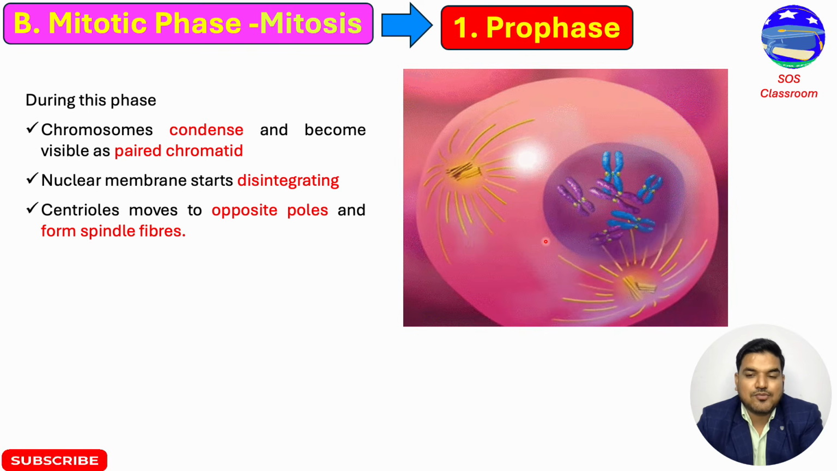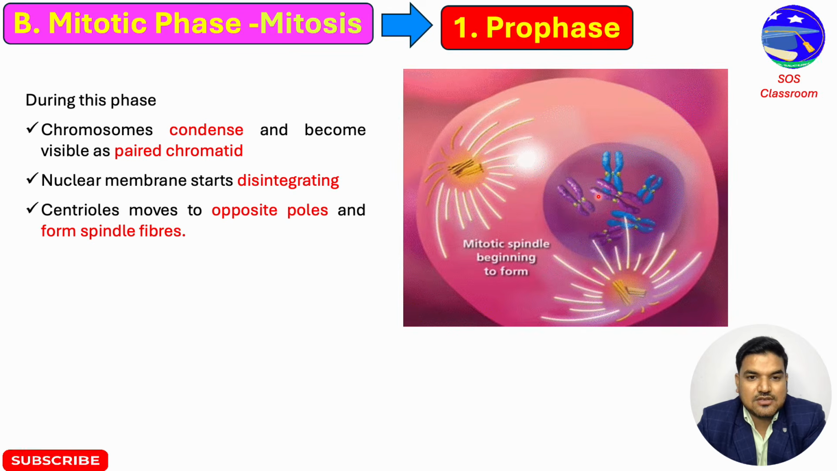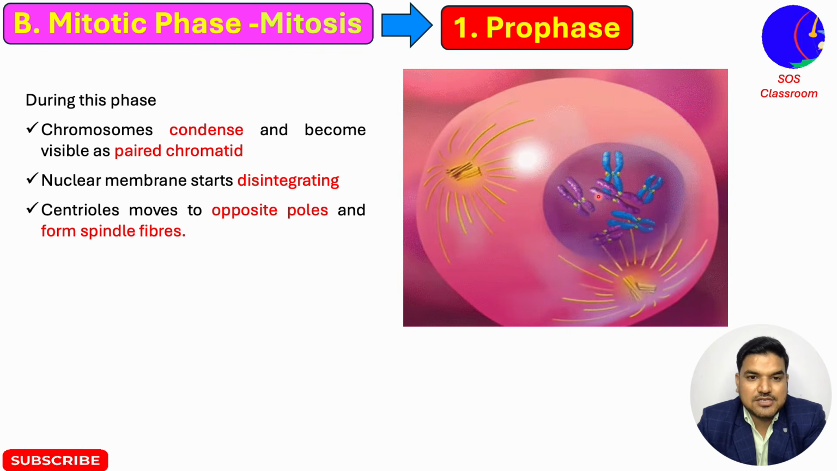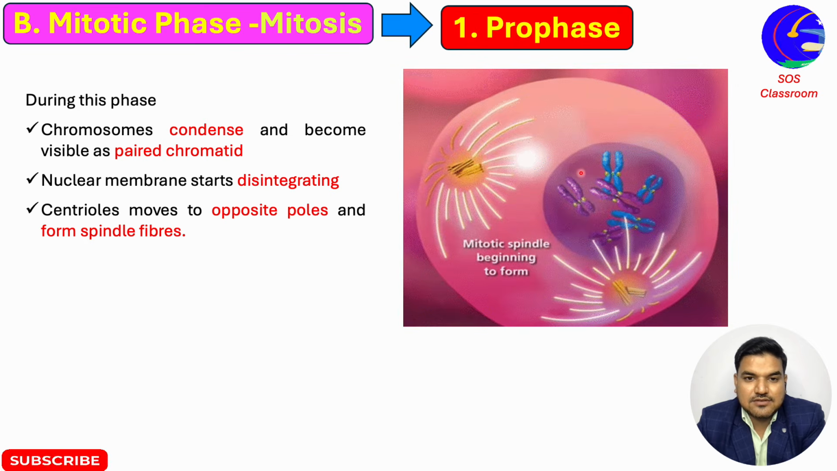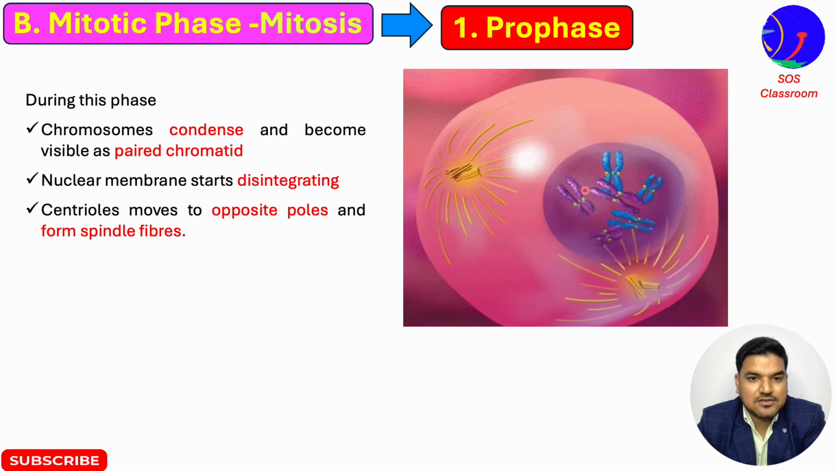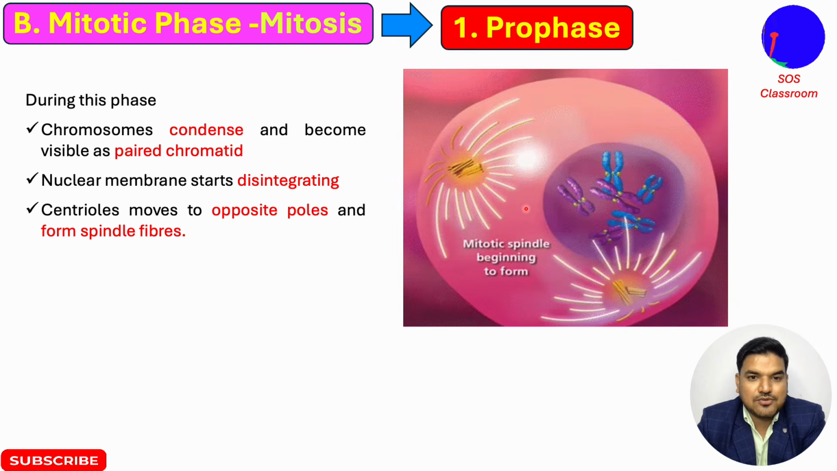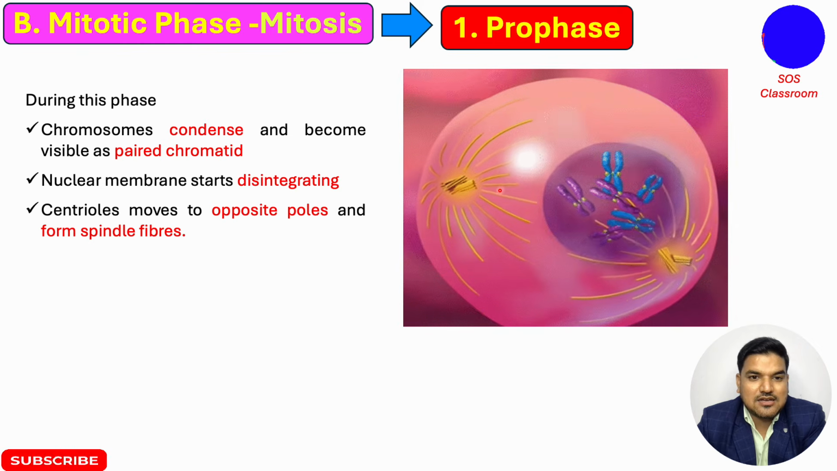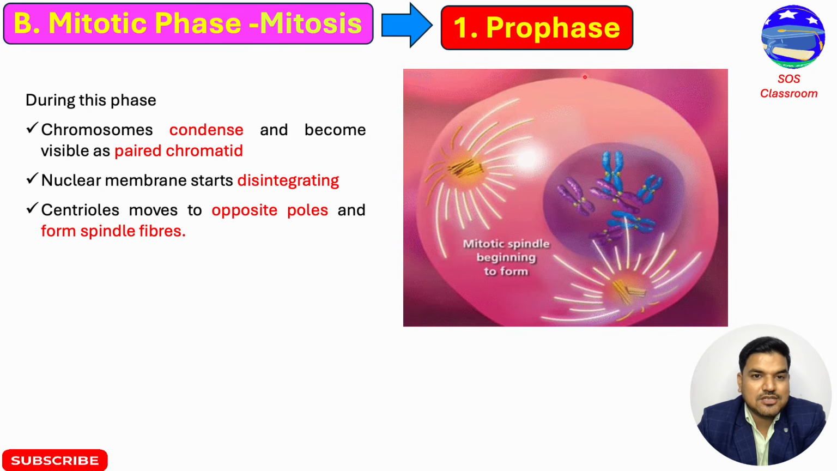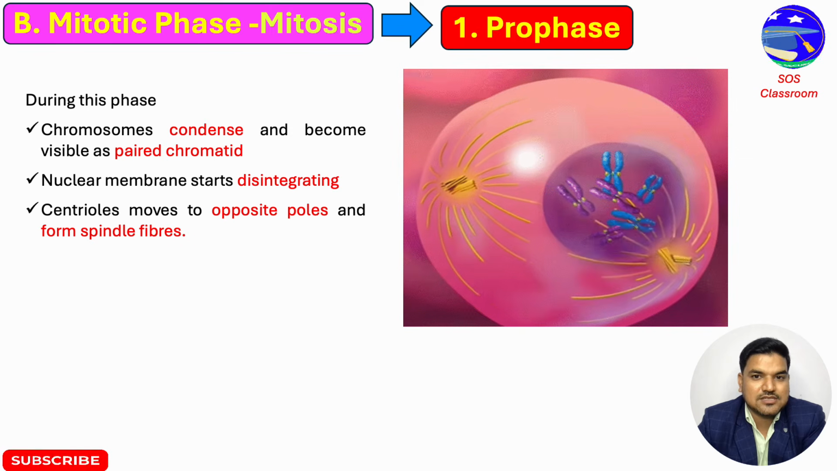So this is called the prophase. What will happen in the prophase? DNA condensation, formation of sister chromatids in pairs, the nuclear membrane disintegrating or disappearing, and movement of the centrioles to the opposite poles and formation of the spindle fibers. So these are the steps in the prophase. I hope you understand what will happen in this stage.